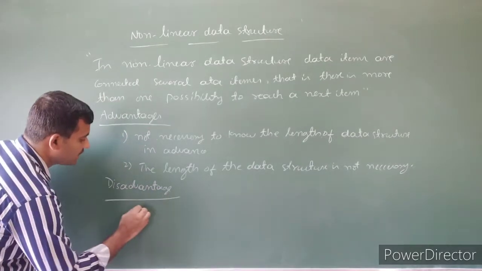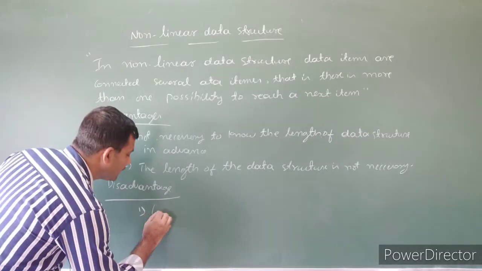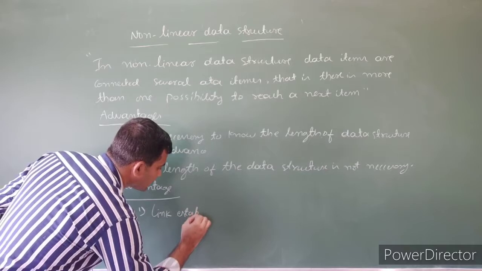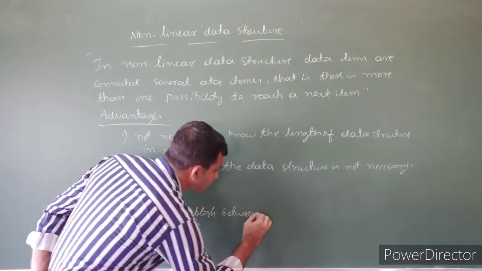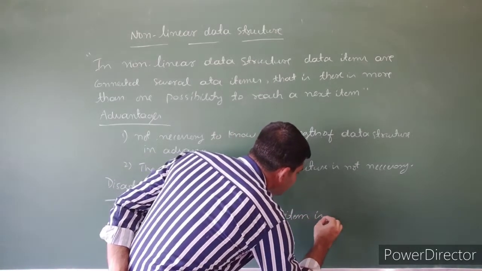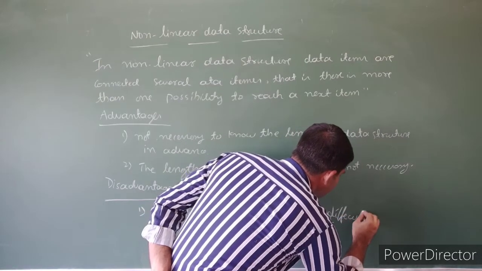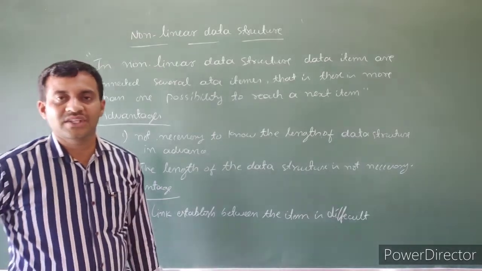There is only one disadvantage in non-linear data structures, that is, establishing a link between the nodes or between the items is difficult.